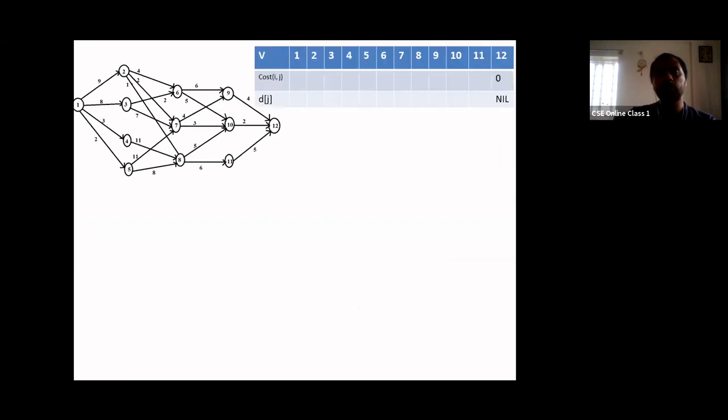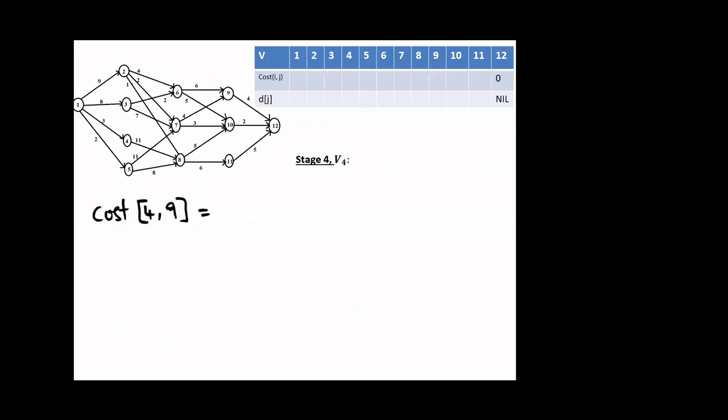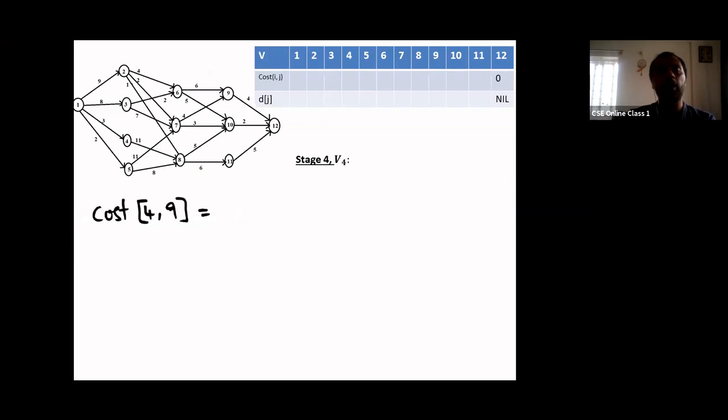Now using these two values, we will try to find out stage 4 elements. So stage 4, we have 3 vertices. So we need to find out cost of 4, 9, cost of 4, 10, and then cost of 4, 11. So if we want to find out cost of 4, 9, 9 has an outgoing edge. How many outgoing edges do we have from 9? Only one. So there are no comparisons. When you come to 9, you have to go further to 12. So therefore, we don't have any computation here.